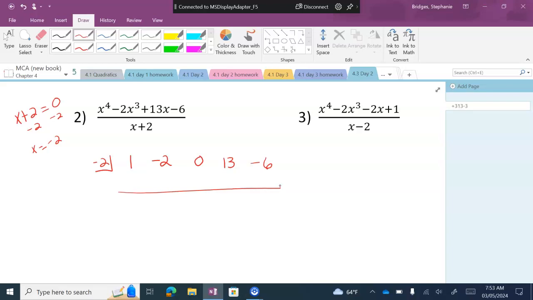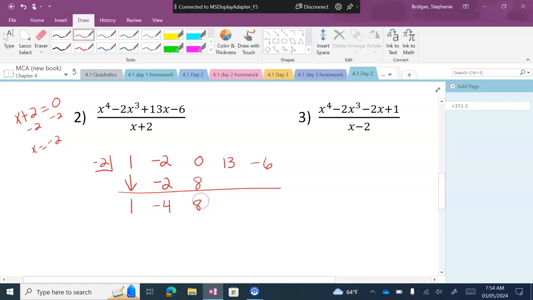Is everybody ready? First term always comes straight down. We don't change the first one. And then we begin the process. Negative 2 times 1 is negative 2, right? Okay. Add. What's negative 2 plus negative 2? Negative 4. Then we're going to multiply again. Negative 2 times negative 4 gives me 8. Then we add. What's 0 plus 8?